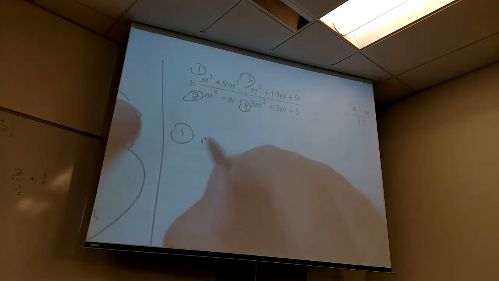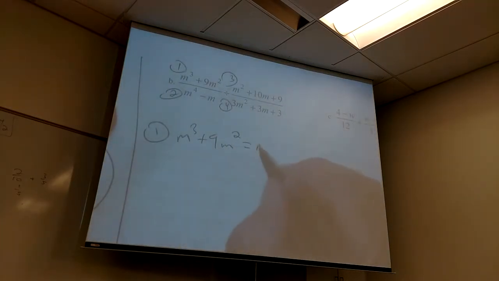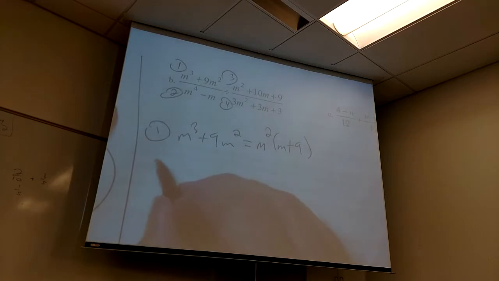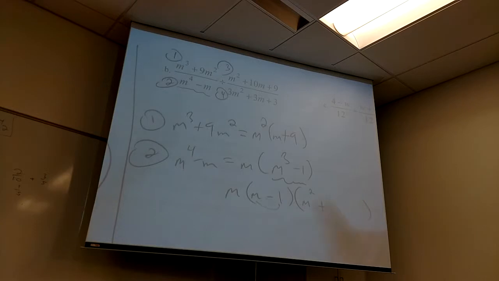Number 1, m cubed plus 9m squared. I can just do what? Factor out m squared. Yeah, so GCF. Okay. Now this guy is interesting. It starts off as just m cubed. Well, m. What can you take out? An m. So you're left with m cubed minus 1. And then this, of course, is a difference of cubes. So it'll be m minus 1, m squared plus m plus 1. I like it.